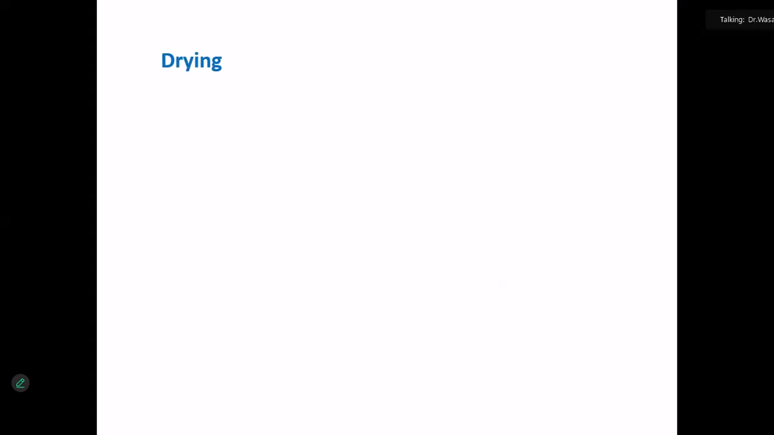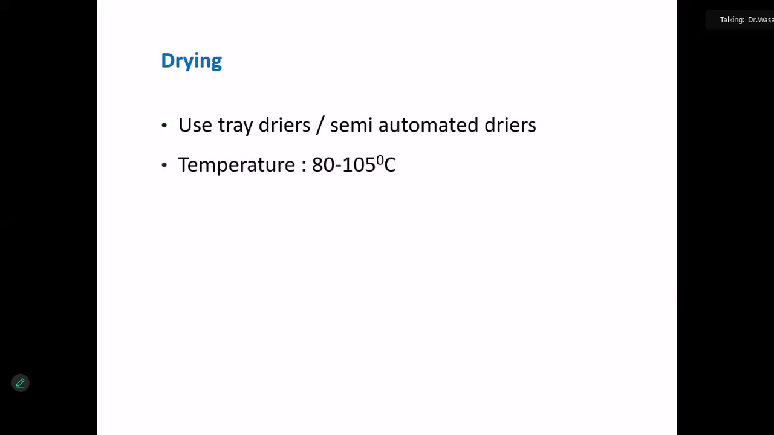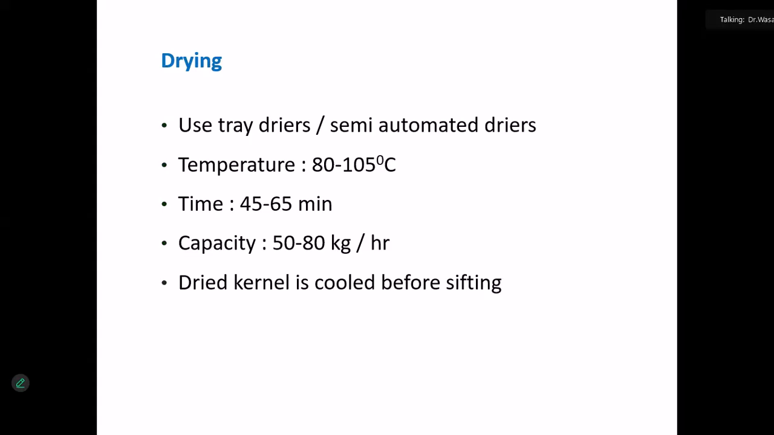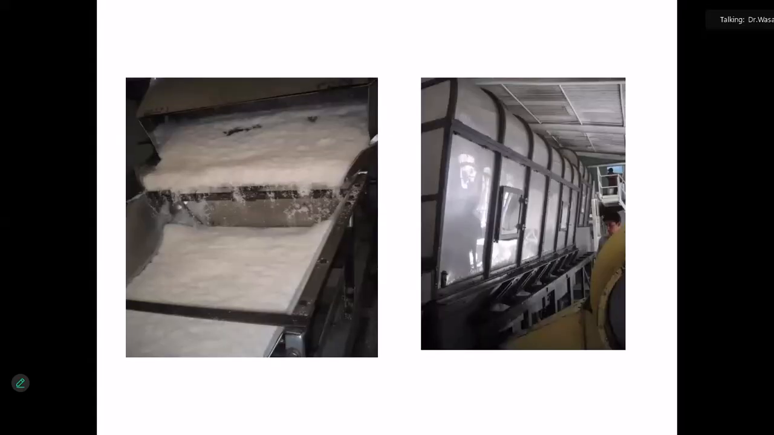The next step is drying, the removal of moisture. Normally you use tray dryers or automated dryers. Temperature, please note, 80 to 105 Celsius. Time is 45 to 65 minutes. Capacity of a normal dryer is 50 to 80 kilograms per hour. The dried kernel is cooled before sifting. Sifting means grading. Before that, it is allowed to cool.